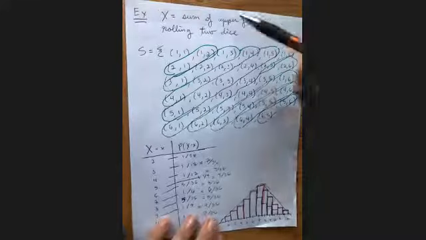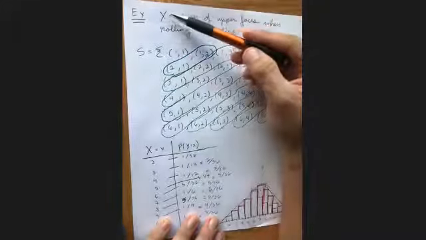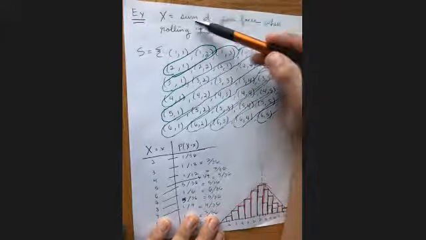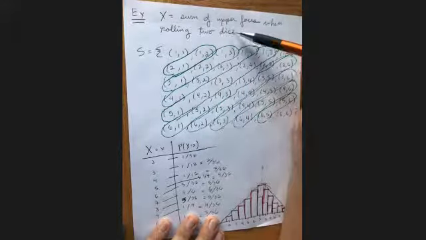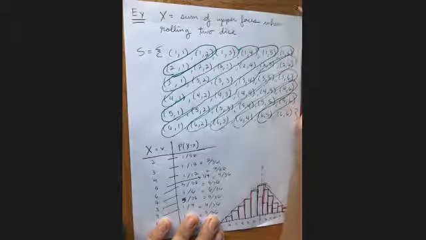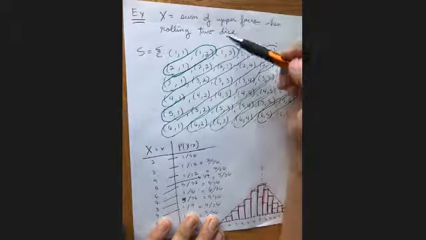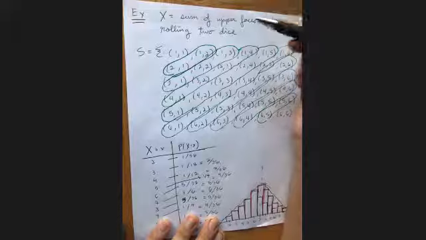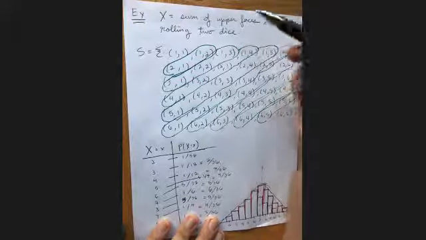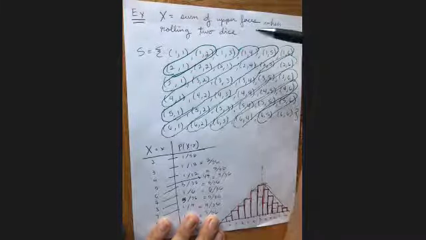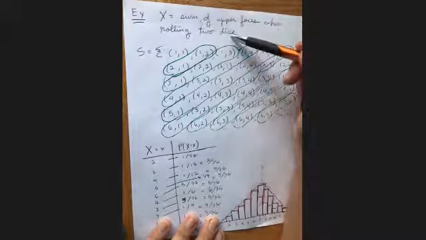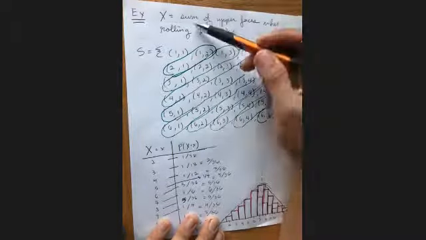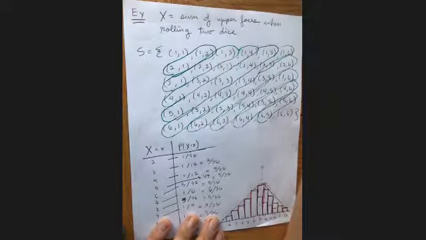Okay, so in this example, we're defining the random variable X to be the sum of the two upper faces when rolling two dice, or a pair of dice. So we're rolling the dice. Each die has 6 faces, each face with a number on it from 1 to 6. And we're taking those two results when we roll the two dice and adding them up, okay?